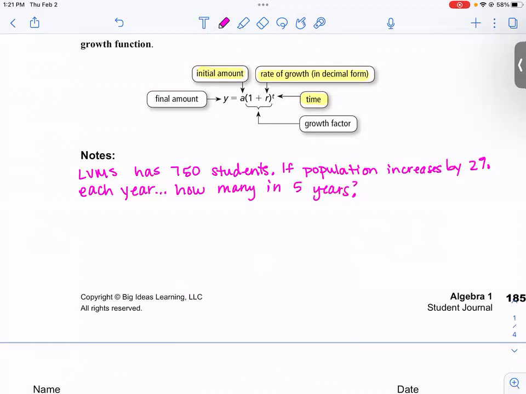Okay, so let's write that down. Write down the important information. We have 750 students. Our population is going to grow by 2% each year. How many will we have in 5 years? So first of all, I want you to have it written down, so I'll wait.